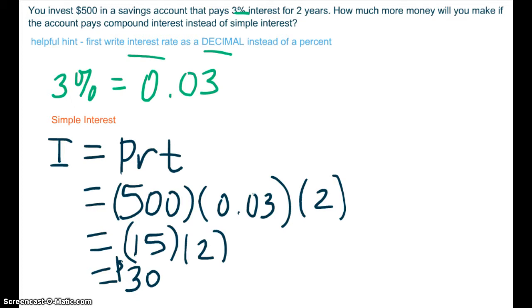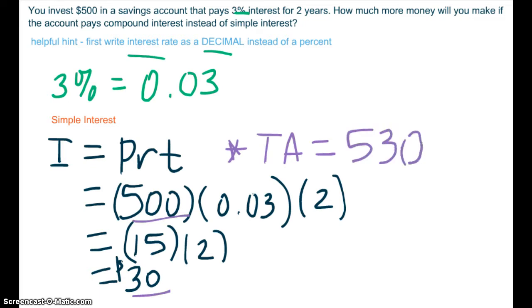So the amount of interest that you're going to make for simple interest is $30. Now, what's important to remember is that your total amount, you can use T or A, it doesn't matter, is going to be the $30 plus what you initially invested. So we would at the very end have a total of $530. So $30 of which is our interest.